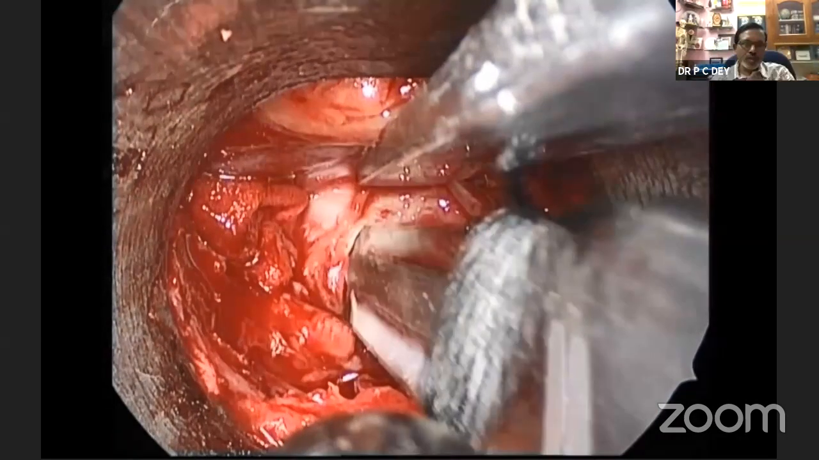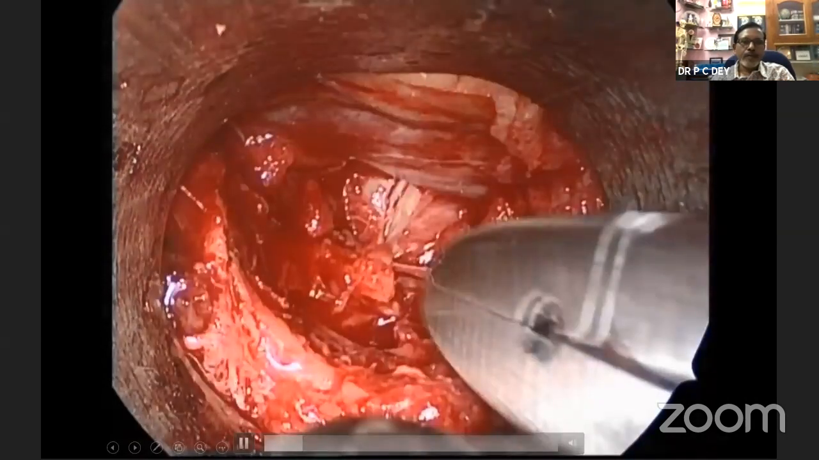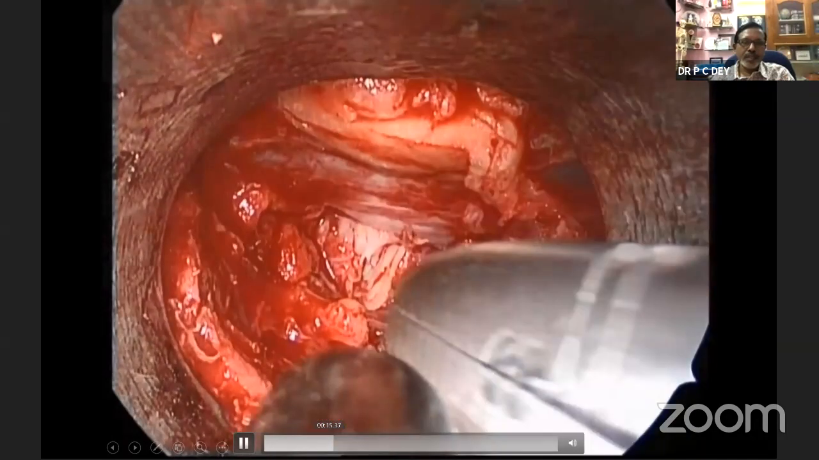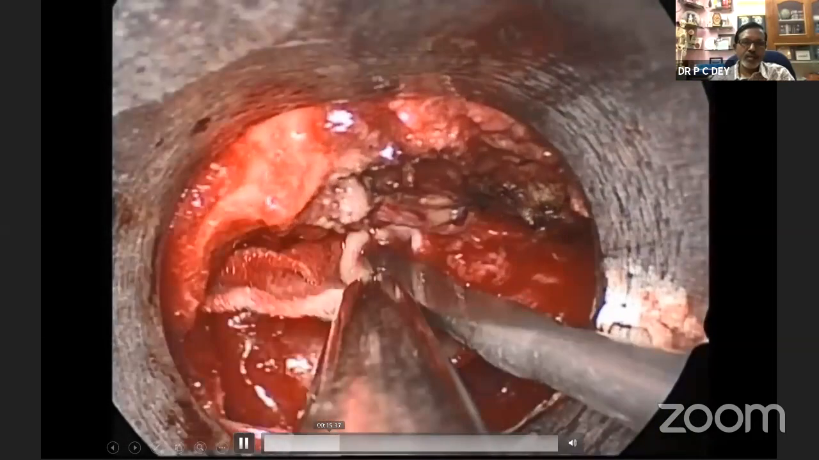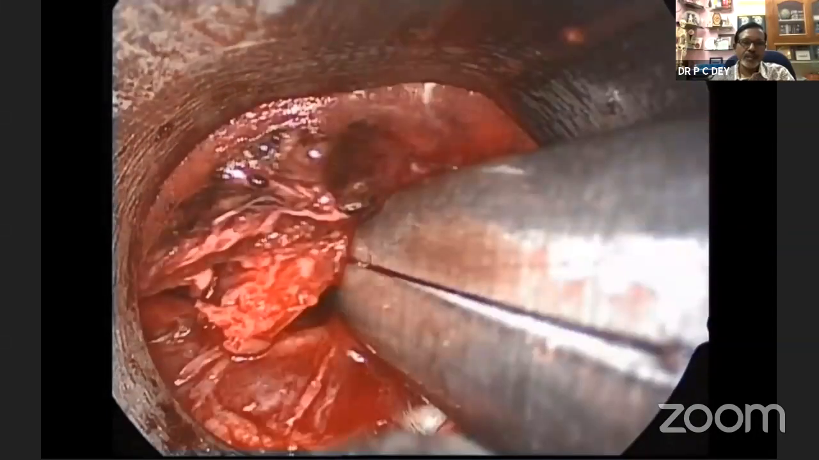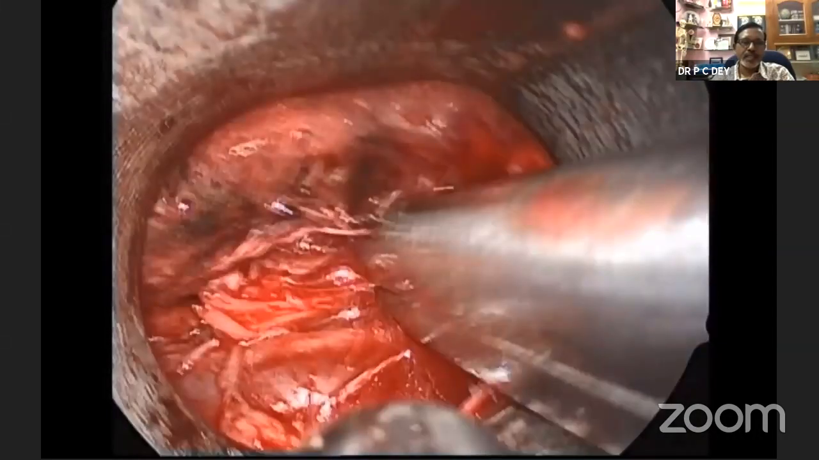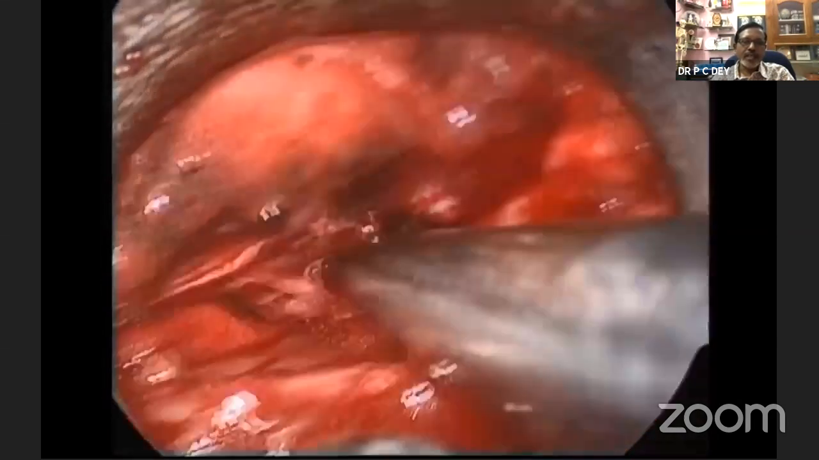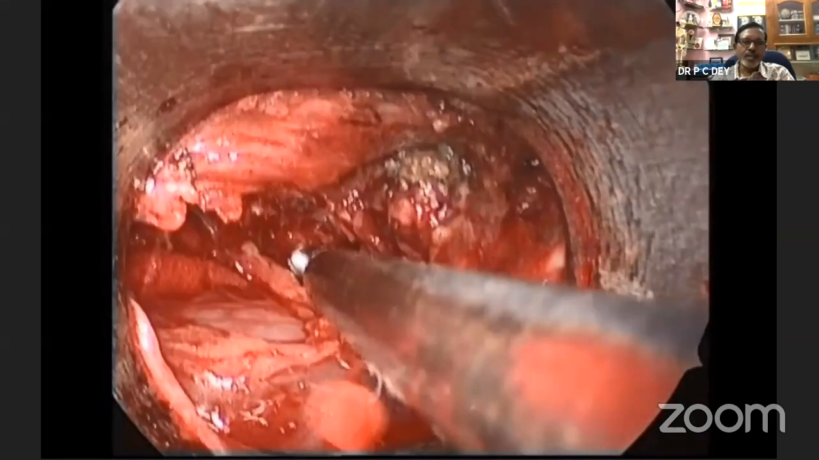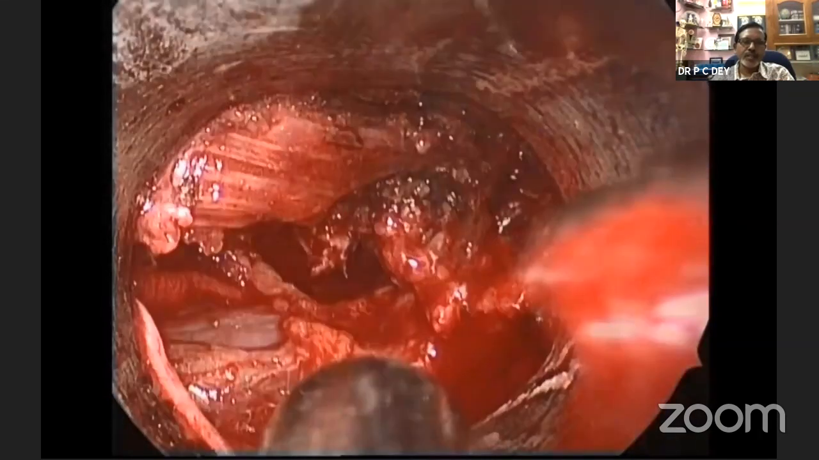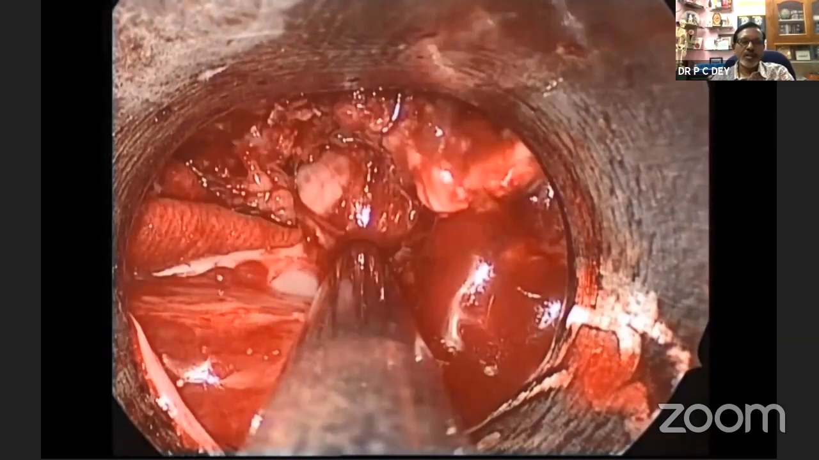Then we are going to the opposite side, putting the one neuropatty just at the midline to protect the neural tissue, and then undercutting the lamina, undercutting the spinous process of the opposite side, and cutting the hypertrophic part of the facet, and cutting the hypertrophic part of the ligamentum flavum, decompress up to the foramen, and nerve root decompression at the opposite side or contralateral side.